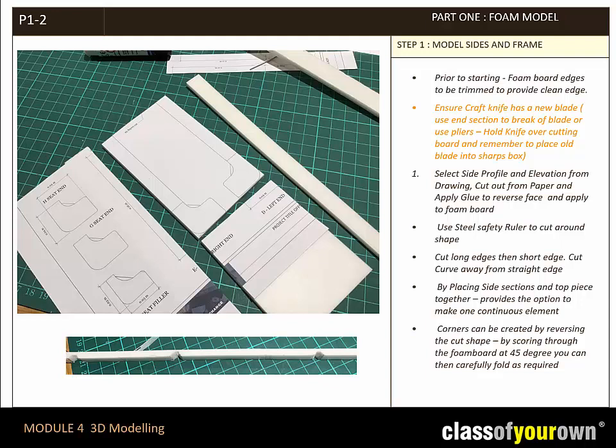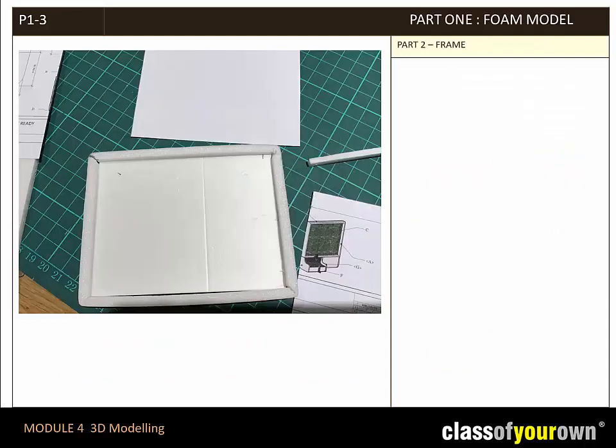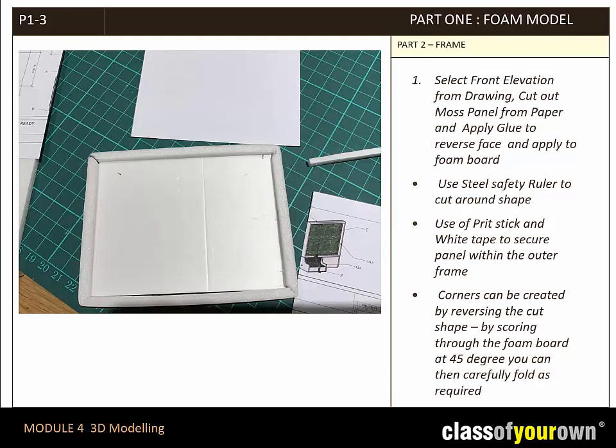As an alternative to foam board, we can use card, or we can use paper. Foam board has its advantages. It gives it thickness, but it's literally only a temporary model. So if we look at the front elevation, we can cut out our space, and we can use our Pritt stick and white tape to actually form our frame and to insert our panel.